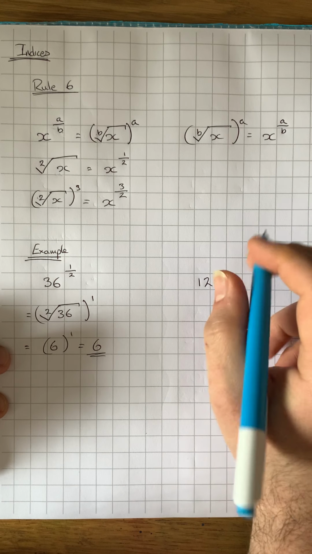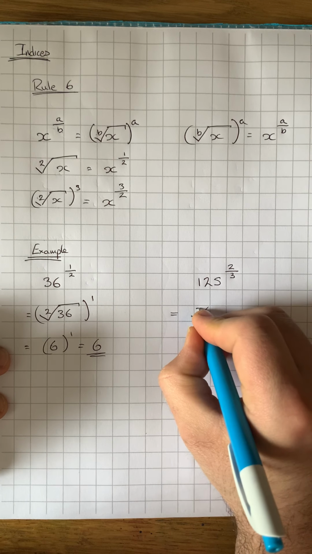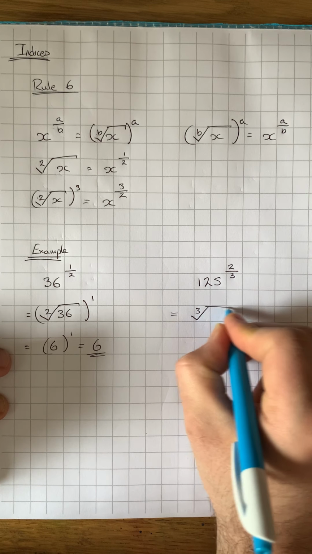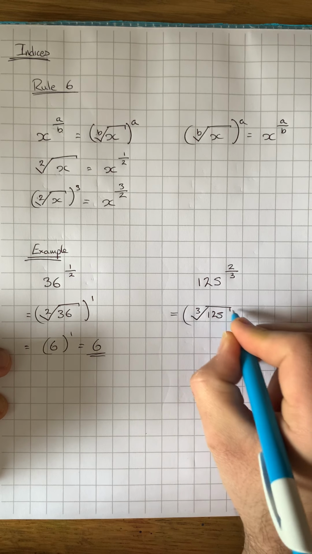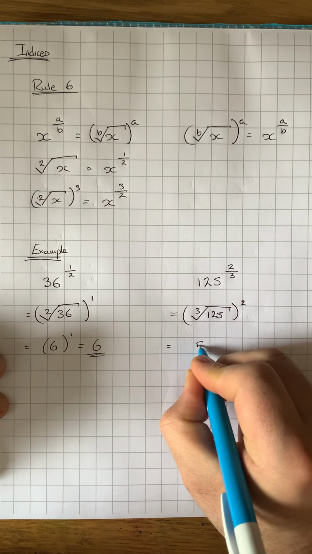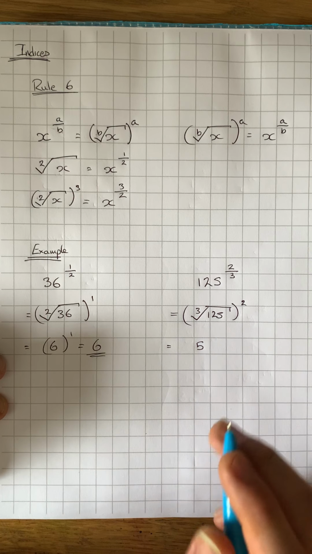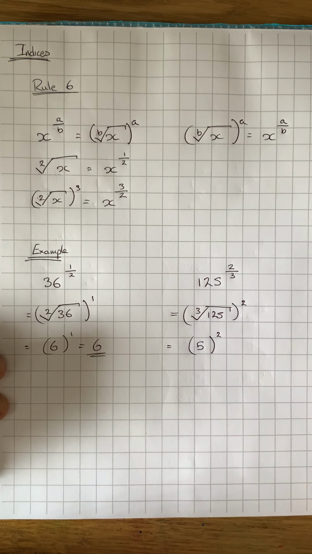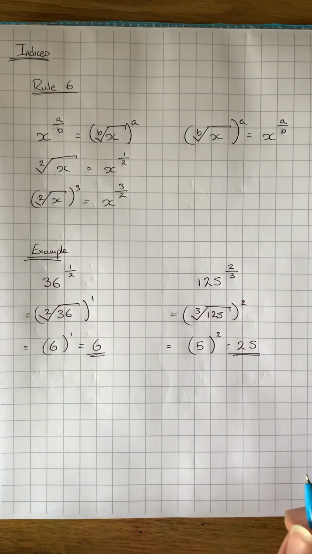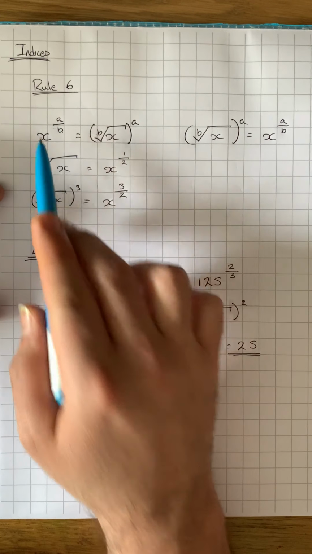Similarly, if we have, say, 125 to the power of 2/3, what that means is we're going to be taking the cube root, because that 3 on the bottom of the fraction goes into the kick, of 125, and we're going to square that answer. So the cube root of 125 is 5, because 5 times 5 is 25, times it by 5 gives us 125, and we're going to be taking the square of that, which is 25.